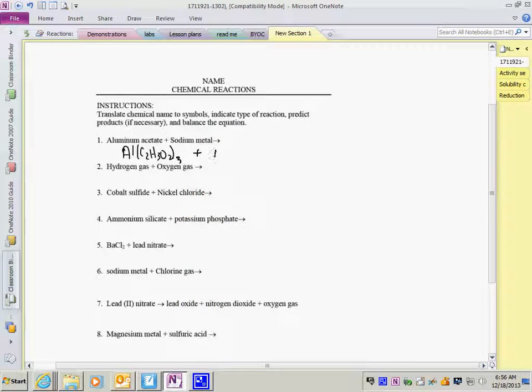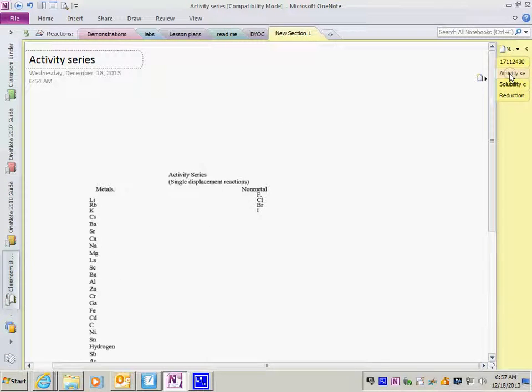Sodium metal is Na, no charge, it's plain old metal. This is a single replacement reaction where metal will exchange with metal, and we have to check our activity series to see if this will work. And it shows here that sodium is above aluminum, so that will work.